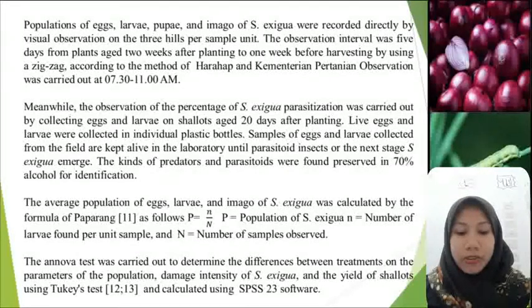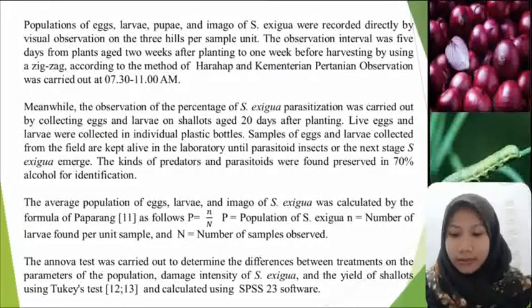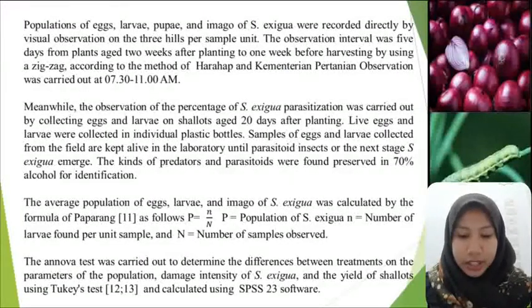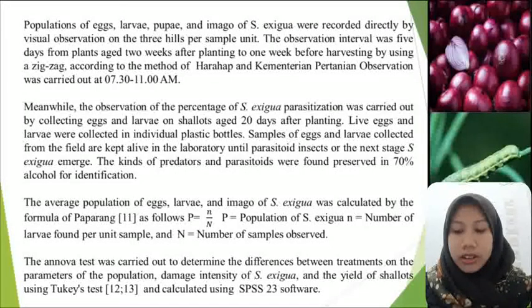The average population of egg, larvae, and imago of Spodoptera was calculated by the formula of Paparang. A simple linear regression test was also performed to identify the relationship between the larva population and the damage intensity of shallots. The ANOVA test was carried out to determine the difference between treatments on the parameters of the population, damage intensity of Spodoptera, and the yield of shallots using the Tukey test, calculated using SPSS-23 software.